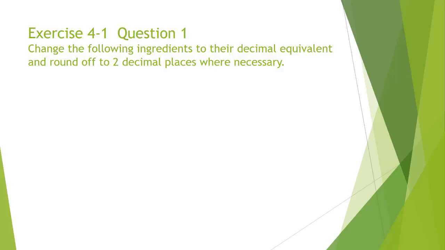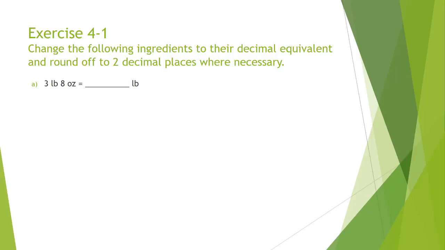And it says, as the instructions for all of these questions, change the following ingredients to their decimal equivalent and then round them off to two decimal places where necessary. Basically what that means is, if your unrounded answer has 3 or more decimals, you must round it to 2 decimal places. If your initial answer ends up being a whole number, or a number with only 1 or 2 decimal places, then there will be no rounding necessary.